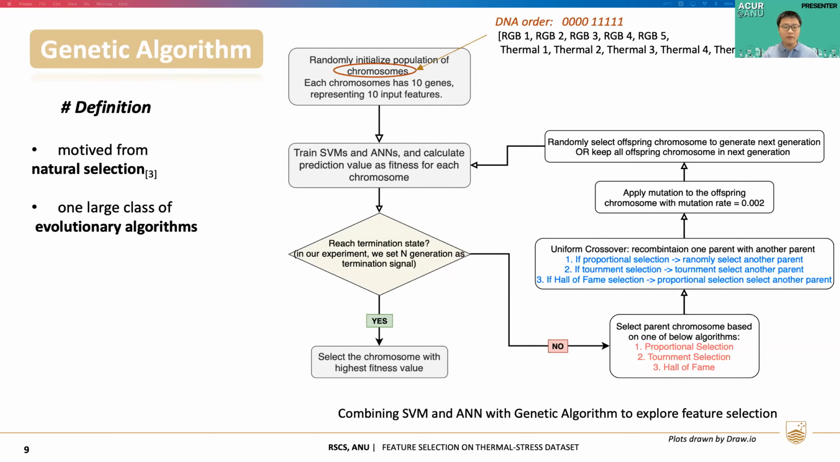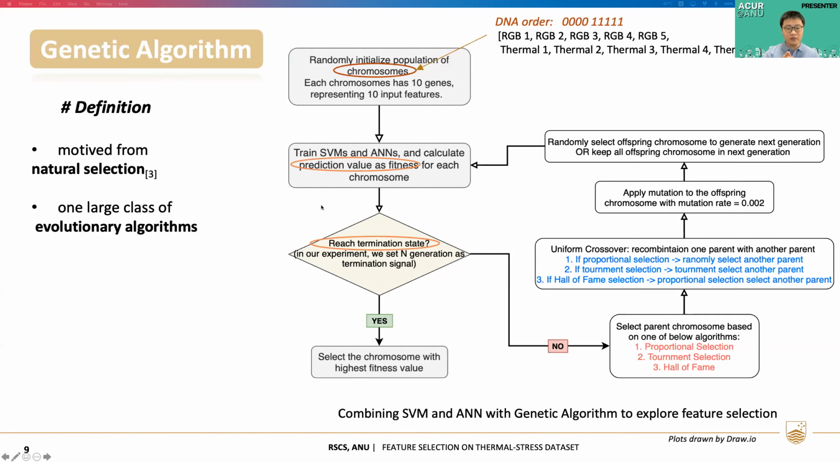For example, we have 10 features here. We can set down the chromosome with 10 genes, like five 1s and five 0s. It means that all RGB features are selected and all thermal features are not selected. Secondly, with the encoding of the chromosome, we can initialize the population. It's better to be well-distributed and also have a large diversity. Then we have lots of feature options. We can train the model and record the test accuracy.